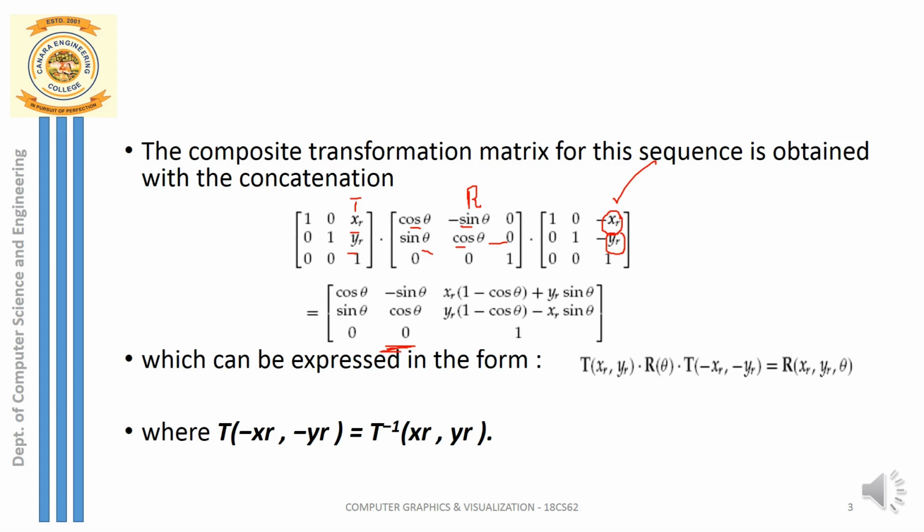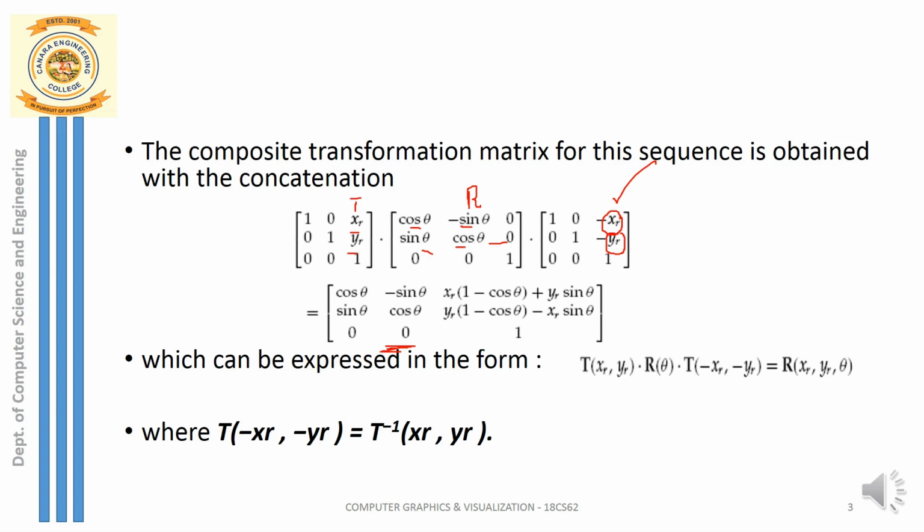So my product of matrix multiplication is again of order 3 by 3, and you can see cos theta minus sin theta, and this is xr into 1 minus cos theta plus yr into sin theta after multiplying all the three, and then sin theta cos theta, and then this is yr into 1 minus cos theta minus xr sin theta, and finally the last row remains the same, it is 0 0 1. So this is the resultant matrix after applying all the three transformations back to back.